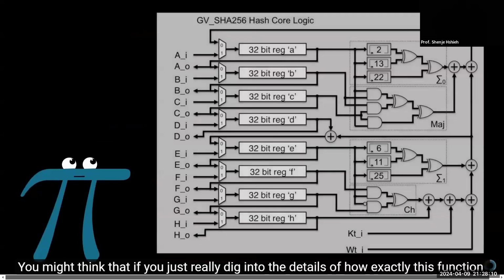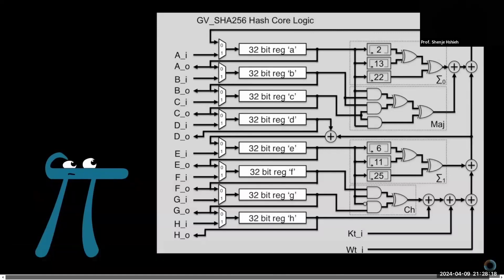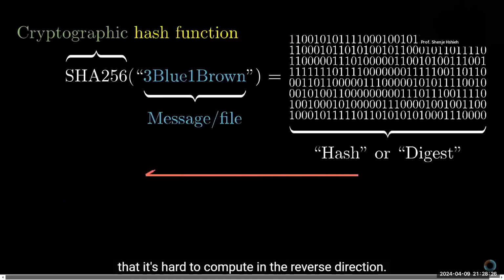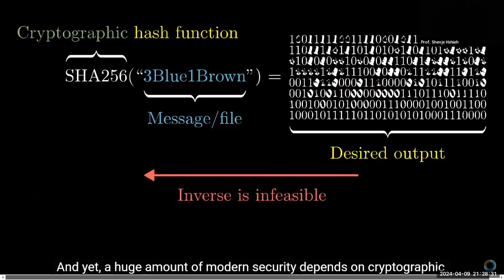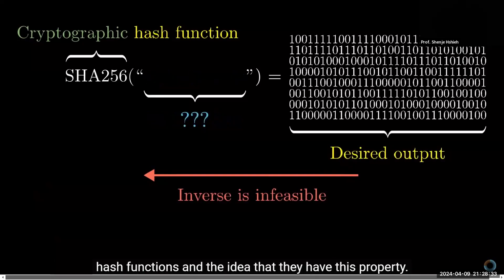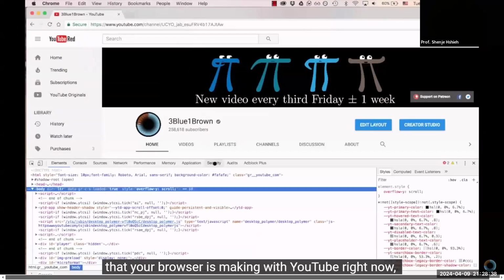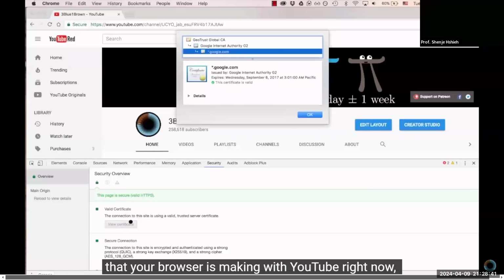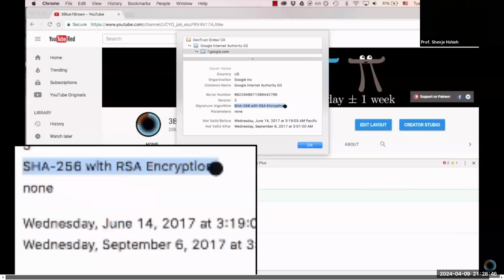You might think that if you just really dig into the details of how exactly this function works, you could reverse engineer the appropriate input without having to guess and check. But no one has ever figured out a way to do that. Interestingly, there's no cold, hard, rigorous proof that it's hard to compute in the reverse direction. And yet, a huge amount of modern security depends on cryptographic hash functions and the idea that they have this property. If you were to look at what algorithms underlie the secure connection that your browser is making with YouTube right now, or that it makes with your bank, you will likely see the name SHA-256 show up in that.